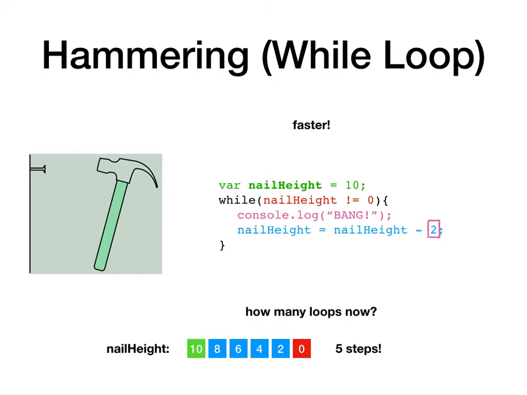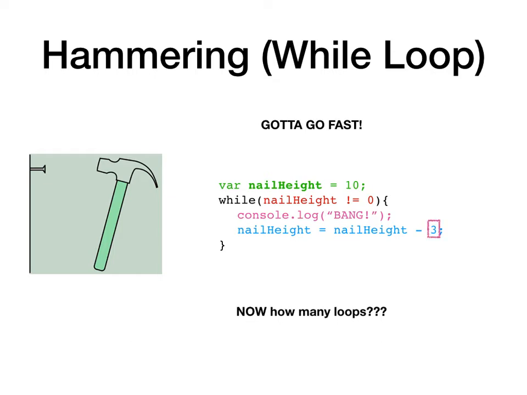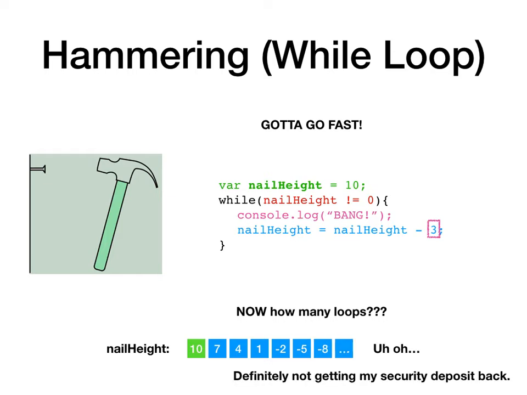So let's go faster. Let's make it 3 at a time instead. Now how many loops are we going to go? All right, we start with 10. Bang, it's down to 7. Bang, it's down to 4. Bang, it's down to 1. Bang, it's down to -2. Now wait, nail height is not equal to 0. That's still true. -2 is not equal to 0. Uh-oh. -5, bang. -8, bang. Oh dear. All right. I'm not getting my deposit back after this.